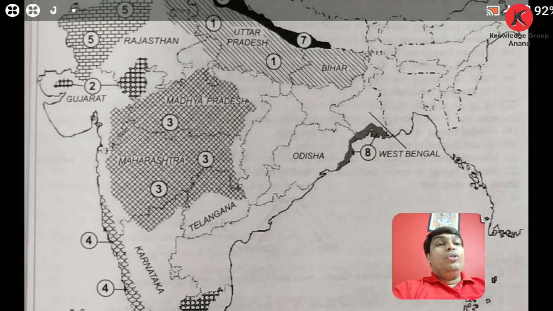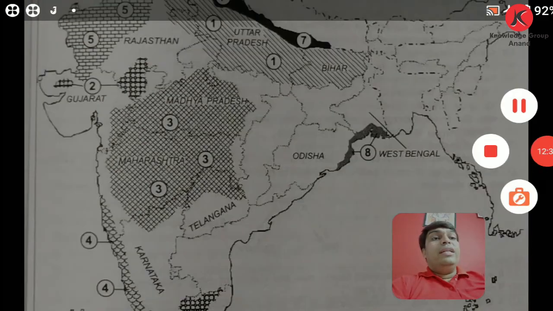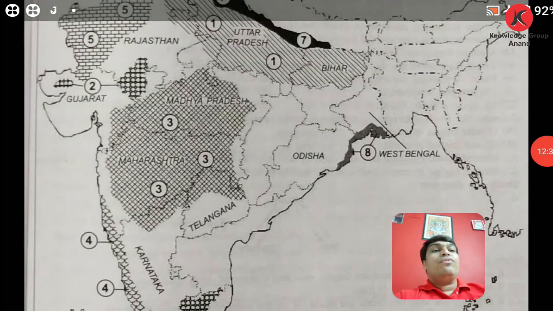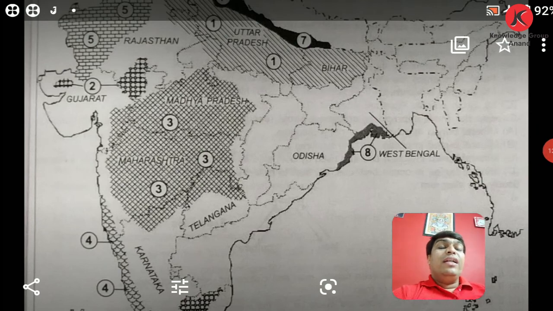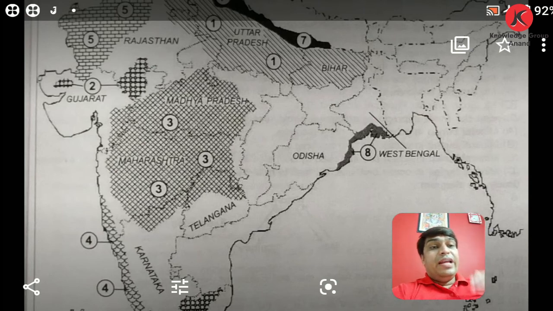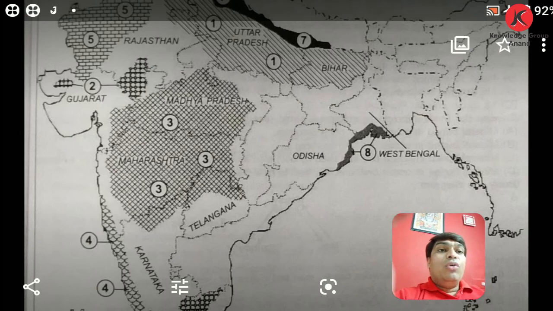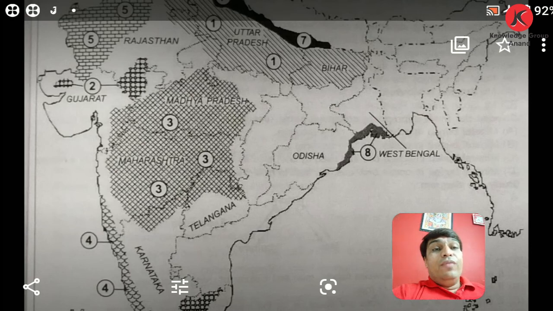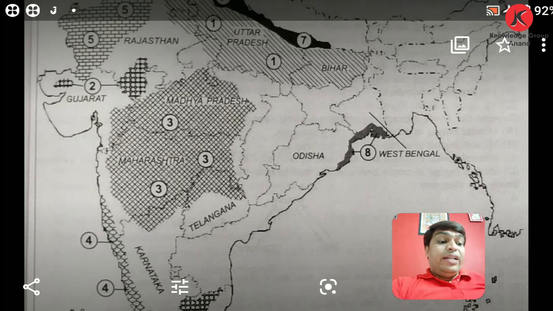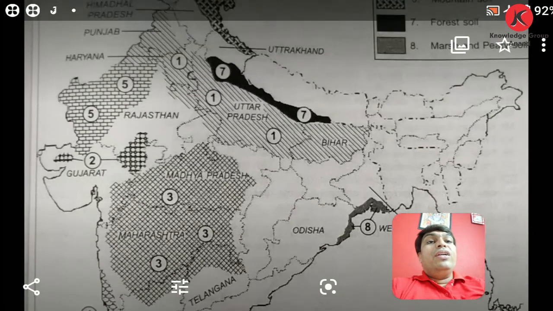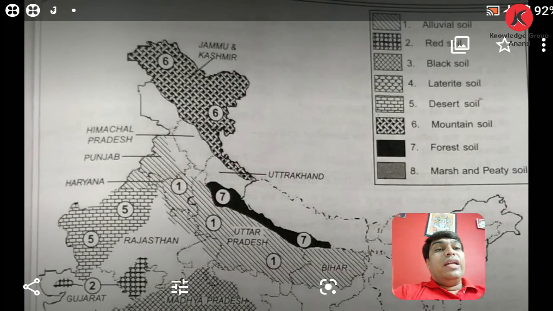So friends, hopefully you have understood about all the different types of soil, and how these different types of soil are found in different regions, as locations can be asked. Here we discussed all the different types of soil like alluvial soil, red soil, black soil, laterite soil, desert soil, mountain soil, forest soil and marshy and peaty soil. Friends, you might have understood about each and every soil.